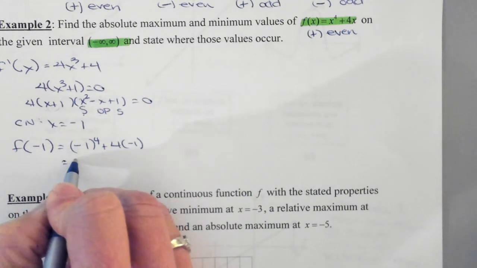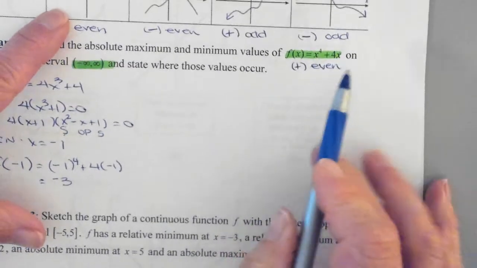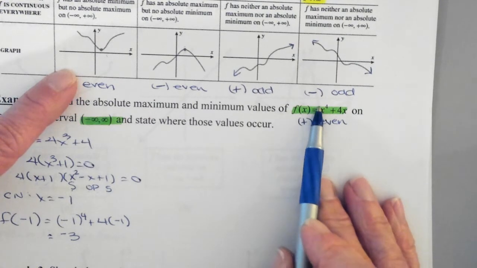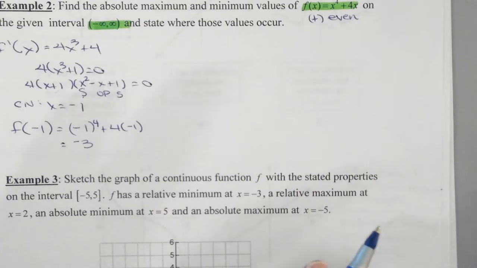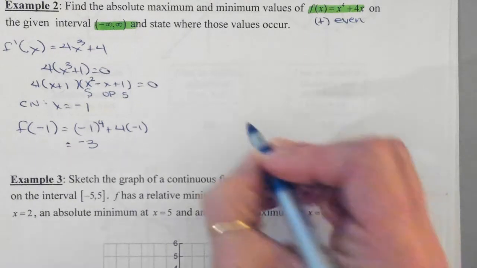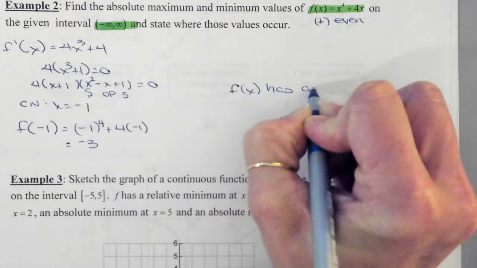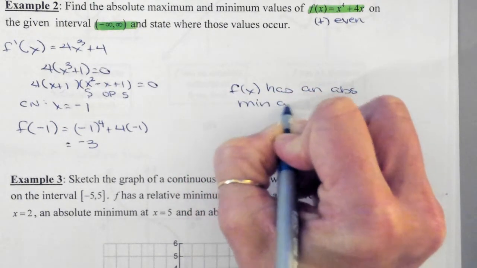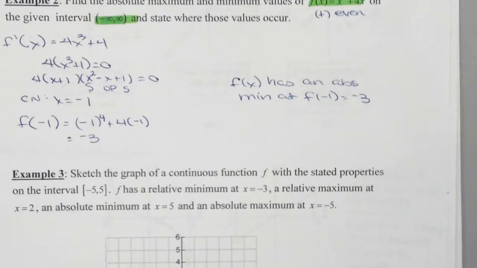Negative 3? Okay, so this is what you state. First of all, you knew, if you look up here in this table, that because this was a positive leading coefficient, even degree, I was only going to have an absolute minimum. So that's why we only got one candidate. So you have to make sure you state what it is, though. So you would say that f of x has an absolute minimum at f of negative 1 is equal to negative 3, or at negative 3, however you want to state it.